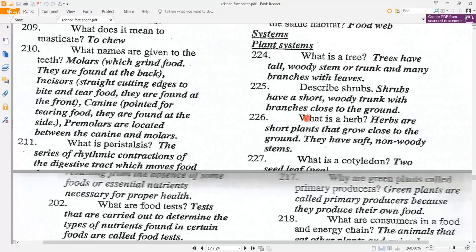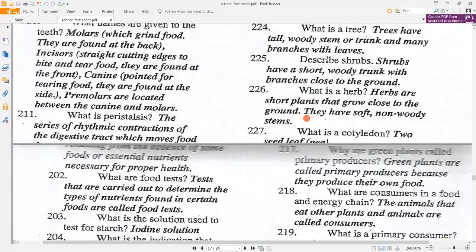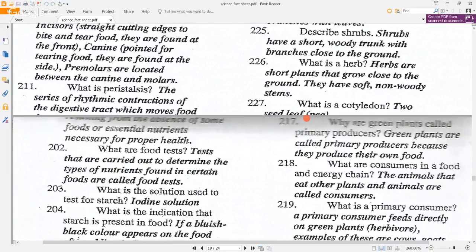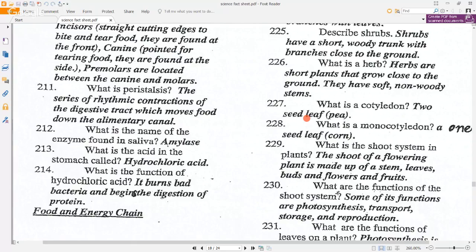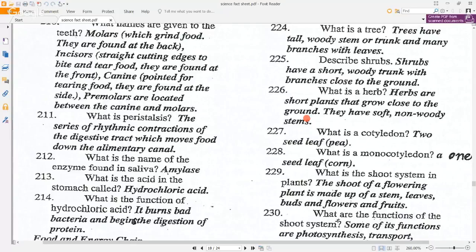What is a cotyledon? A cotyledon is a seed leaf. What's a monocotyledon? One seed leaf, for example, corn. I think this one should have been, what is a dicotyledon? Dicotyledonous plants have two seed leaves, for example, the pea, while a monocotyledonous plant, for example, corn, has one seed leaf.